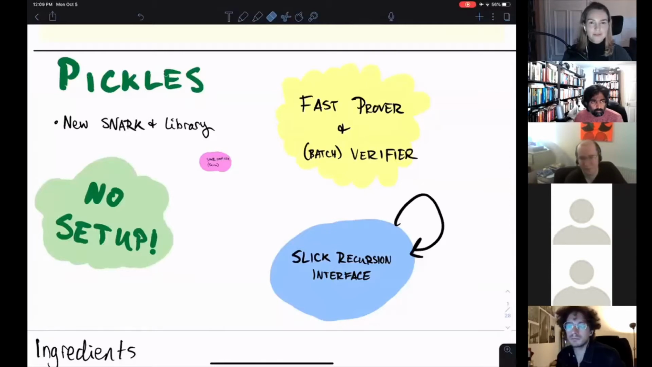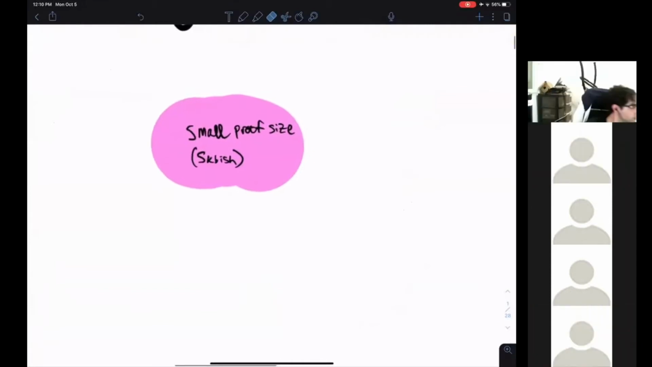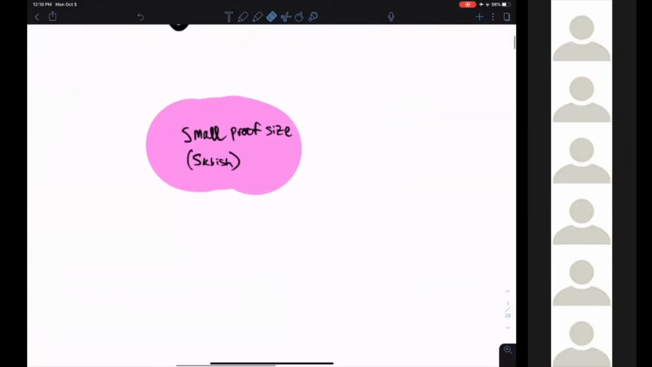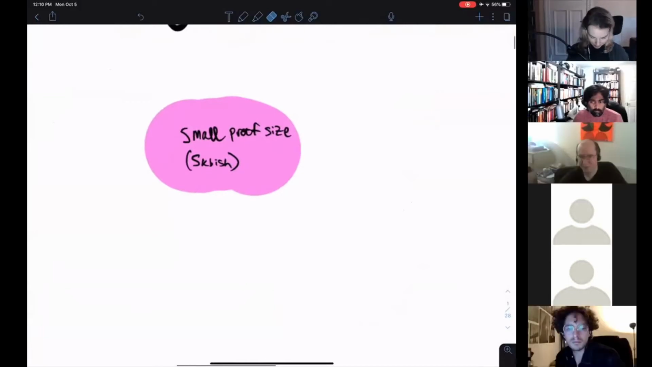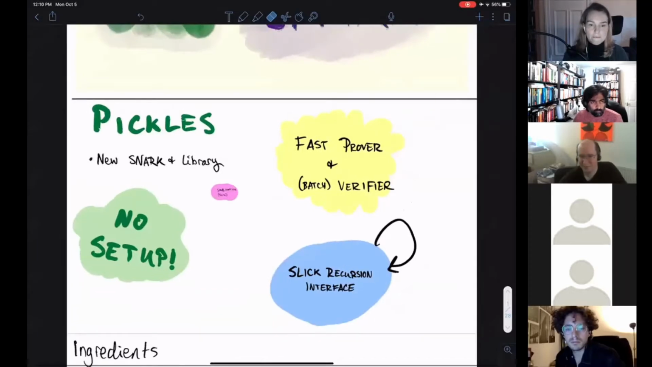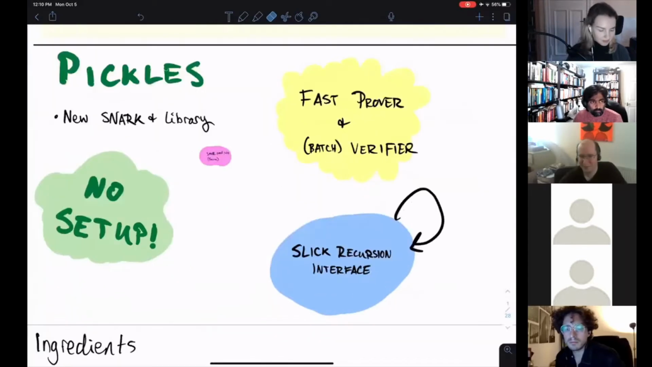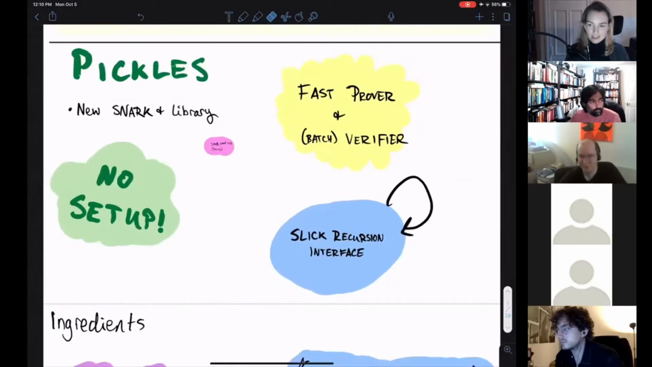It has a pretty small proof size, compared to some of the other systems that you might see out there, like Starks, for example. The prover is quite fast, and the batch verifier is quite fast as well. And the thing that I really hope other people learn from is there's a really nice interface for doing recursion. I think it's a great way to program with recursion. I recommend people do it.